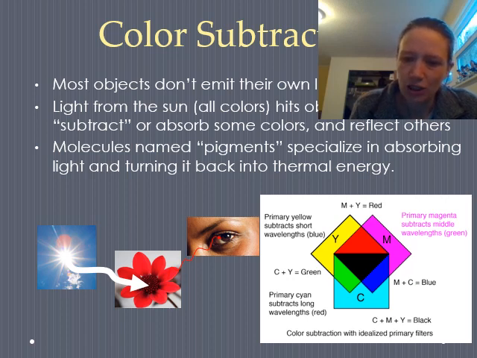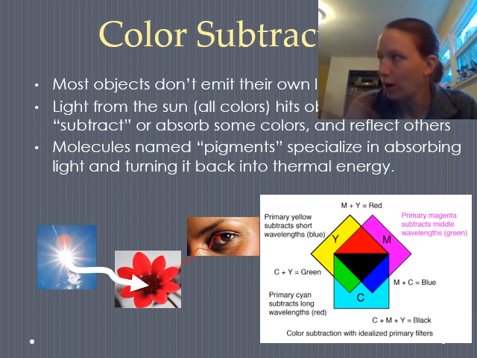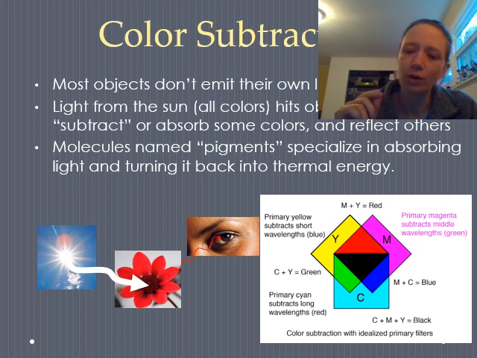And it basically shows that if you have a yellow pigment, or a yellow object around you, that object is subtracting blue, right? So it's taking all the white light that comes in, it's removing the blue, and what's reflecting off is green and red. And so that's why we see it as yellow.